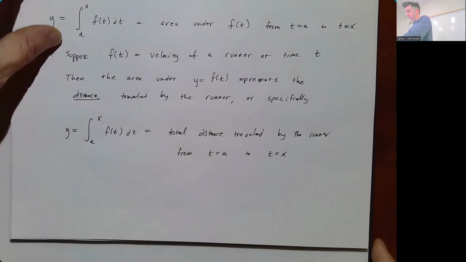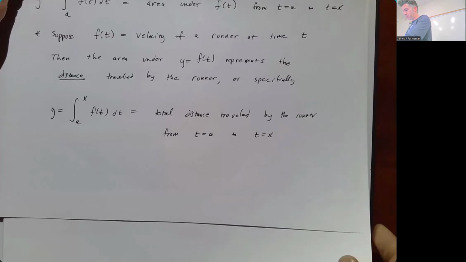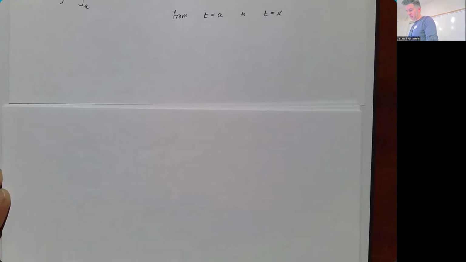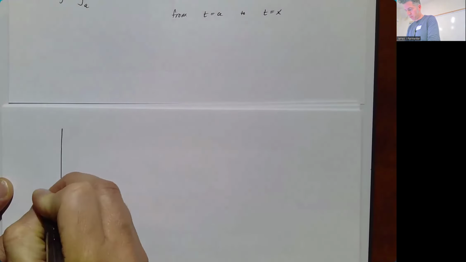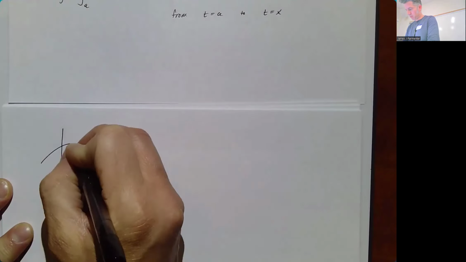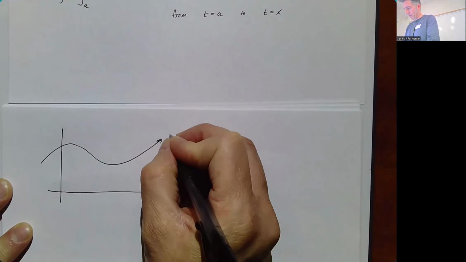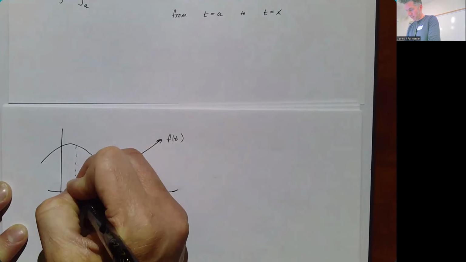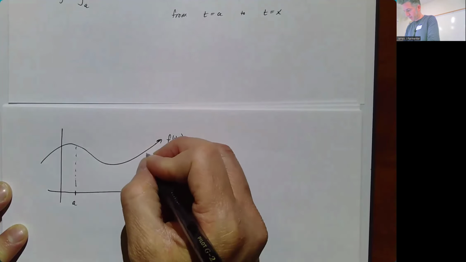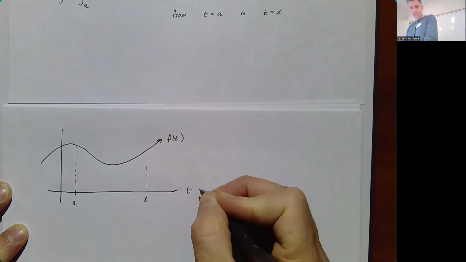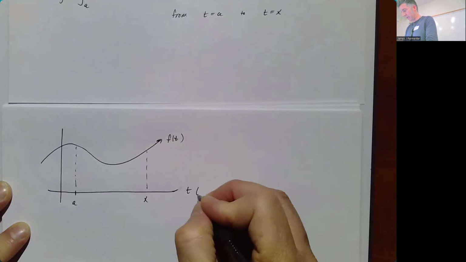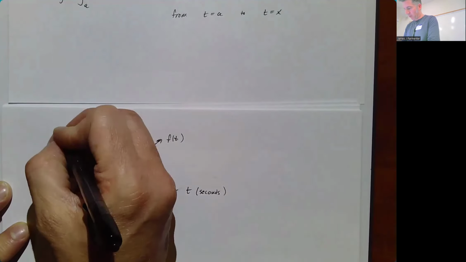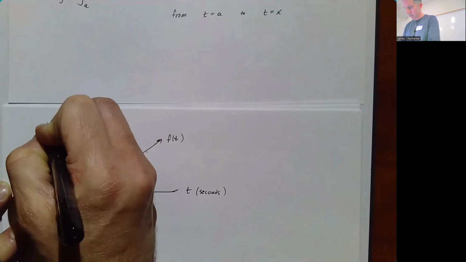Let's use a new piece of paper before I start trying to draw things here. So here's what this looks like graphically. Here's my f of t, which is the velocity of the runner. We're starting at a, going to some x. This is t, measured in whatever unit of time we might like. We're going to say seconds, although this would work using any units we wanted. And our velocity is measured in meters per second.